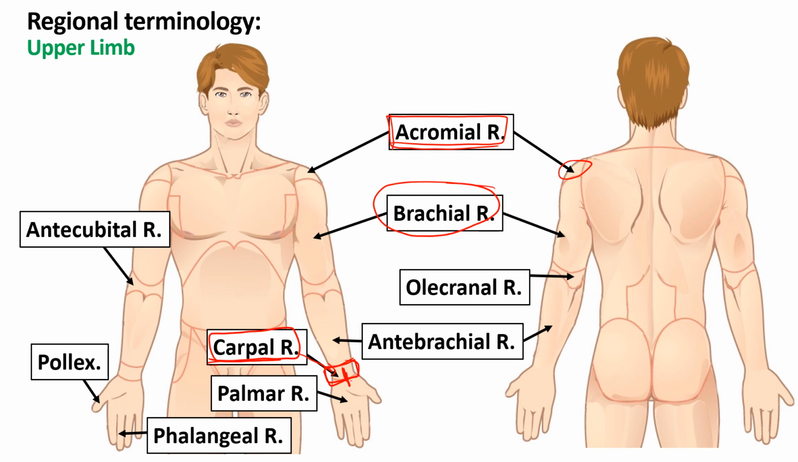In the palm of the hand, the palmar region, but more important, the thumb. In anatomy, this is called the pollex. And then the rest of the digits, digital region or phalangeal region.